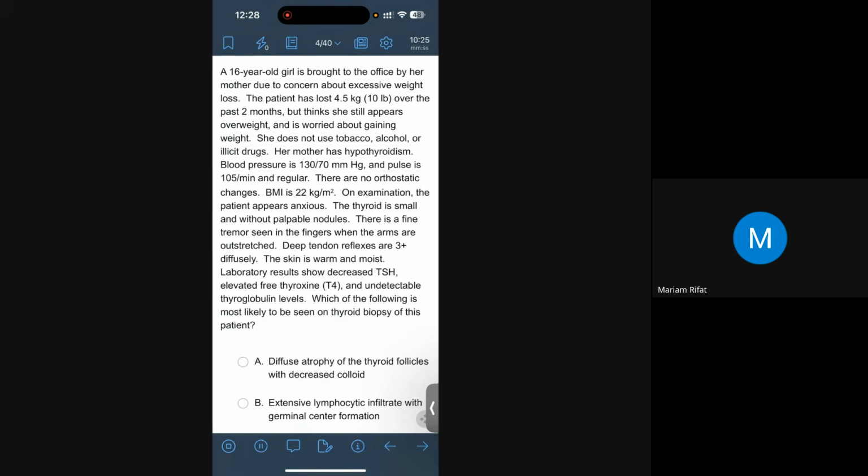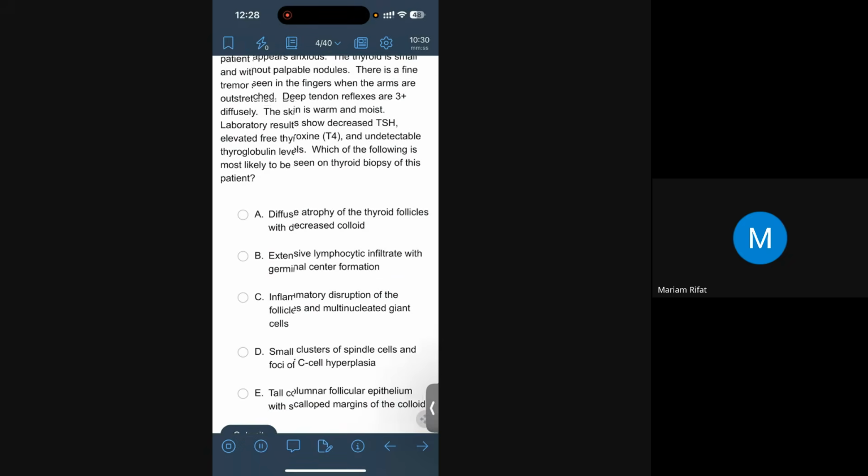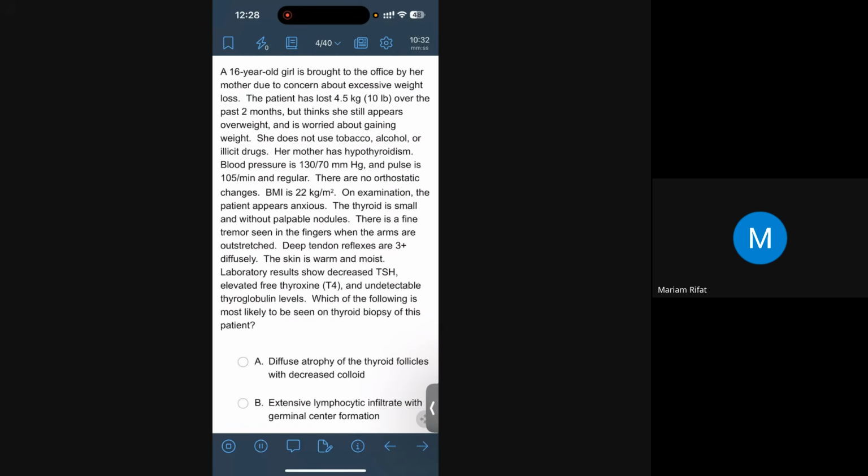Which of the following is most likely to be seen on the thyroid biopsy of this patient? We have to first diagnose the patient, and after diagnosing the patient, we have to see which of these biopsy findings are consistent with our diagnosis. Okay.